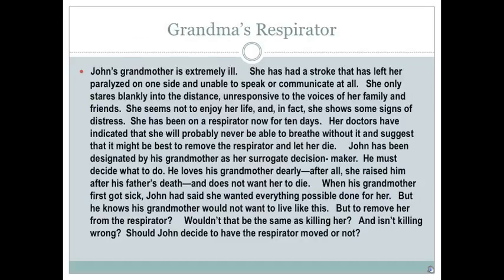Consider this scenario called Grandma's respirator. Basically, here you are John, who has to make a decision with reference to his grandmother, who is extremely ill. I won't read you the case, but you should take the time to read it here and get the essential details.